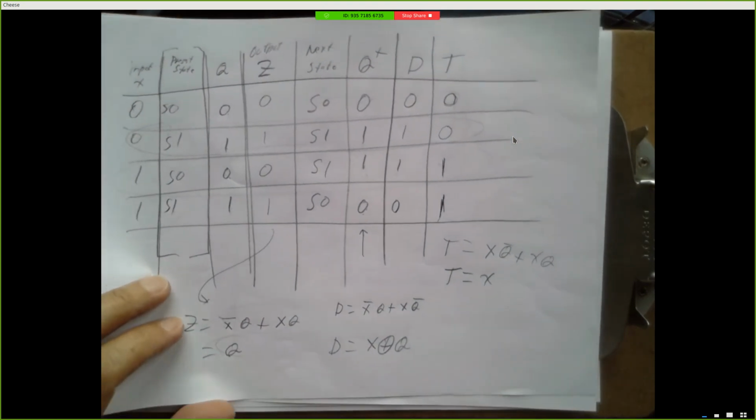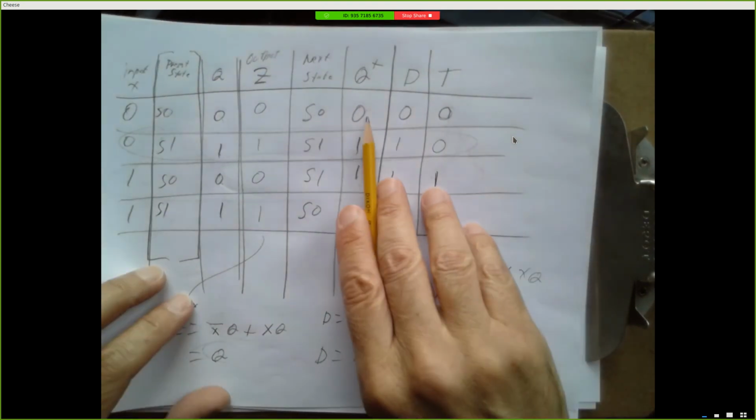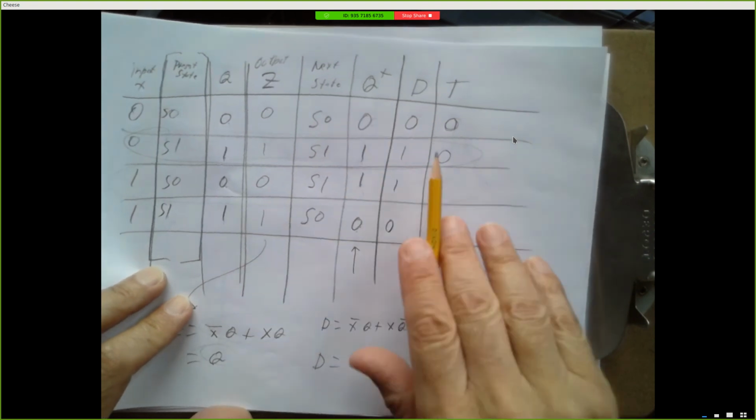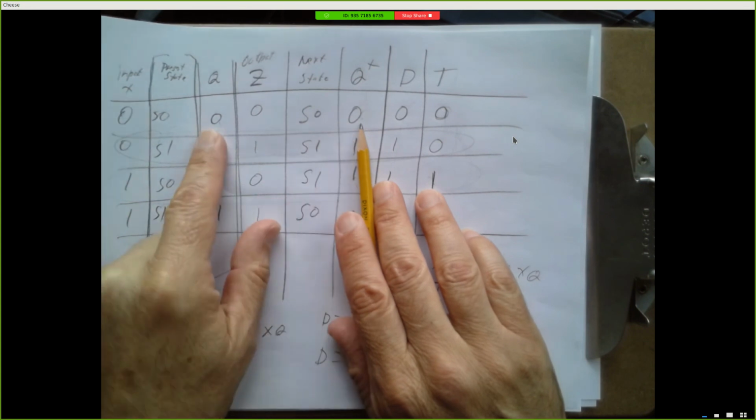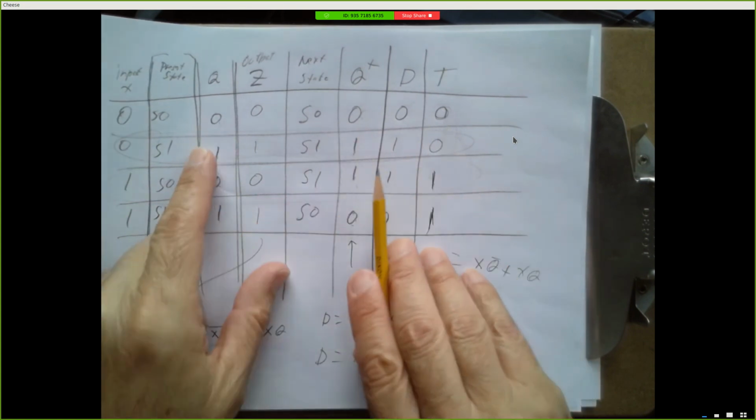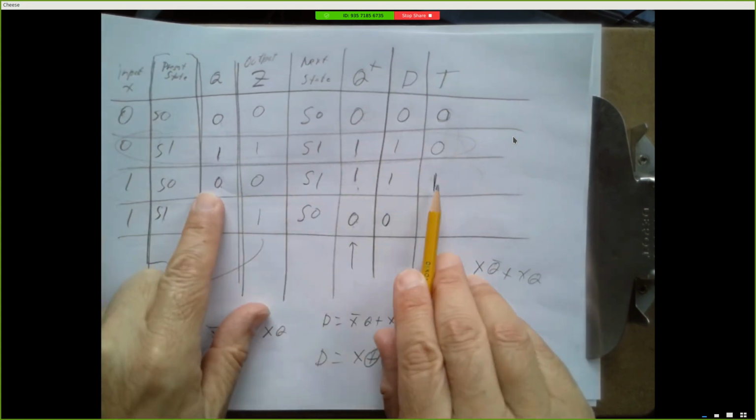Okay, and for D, it's totally straightforward. Set your D input to what you want the next state to be. For T's, it's a little more complex. If your new state is the same as the old, set T to 0. If your new state is different from your old, set T to 1.